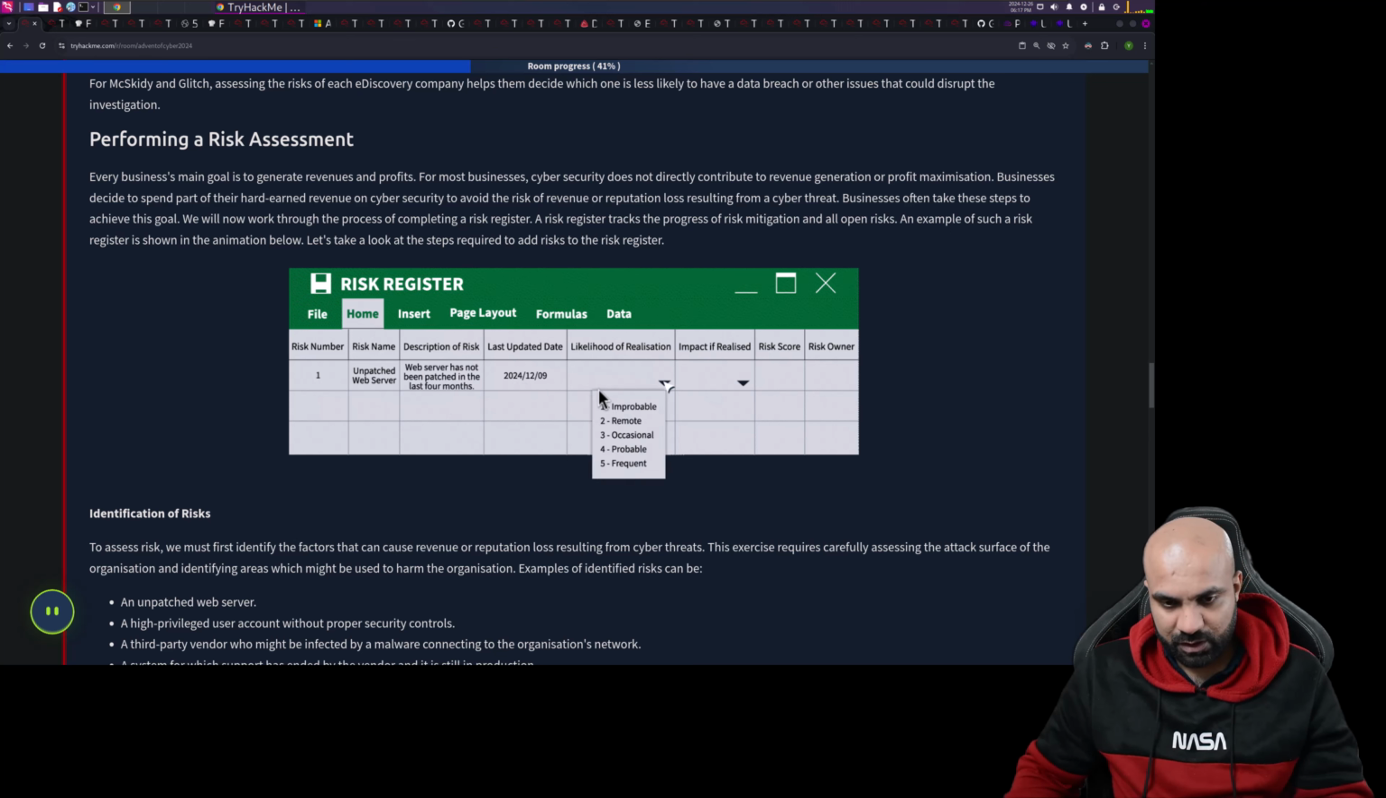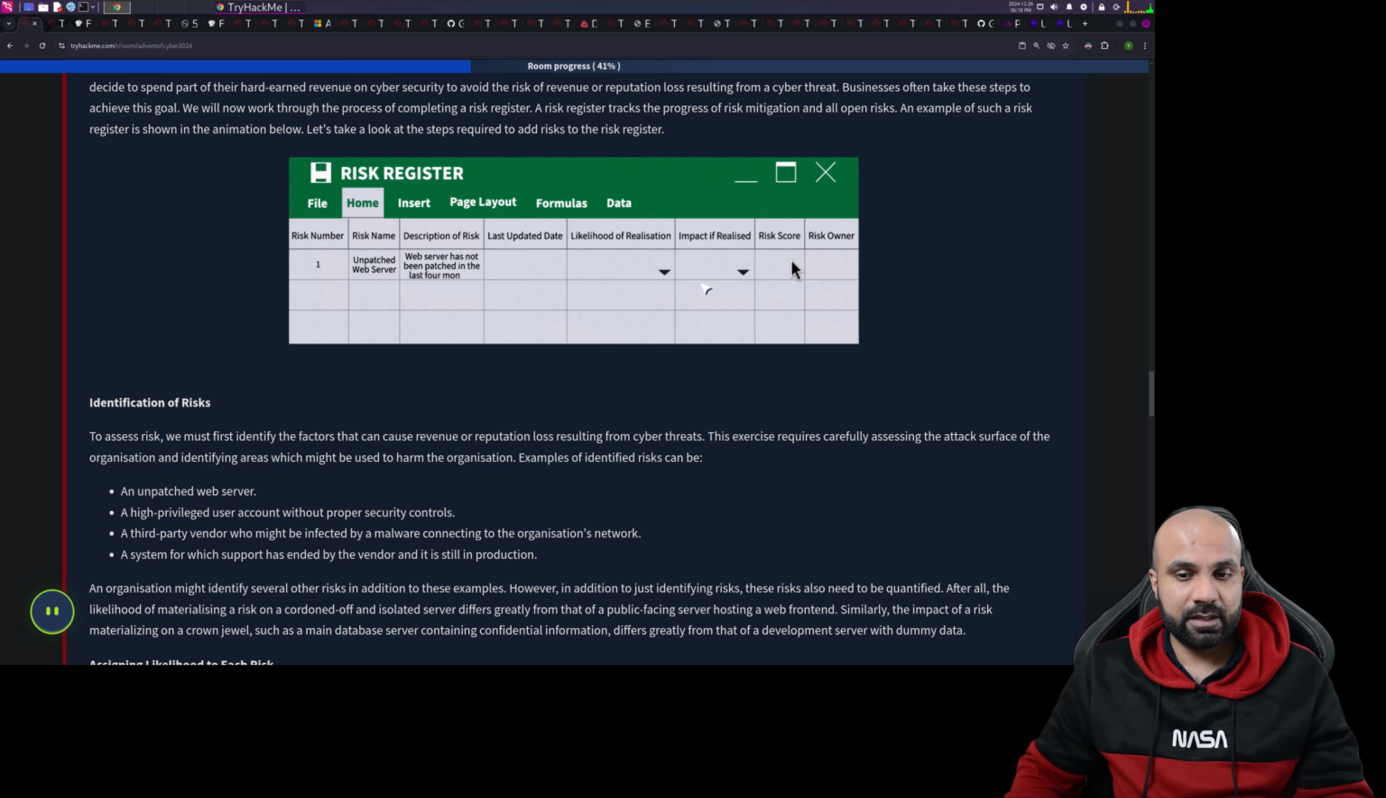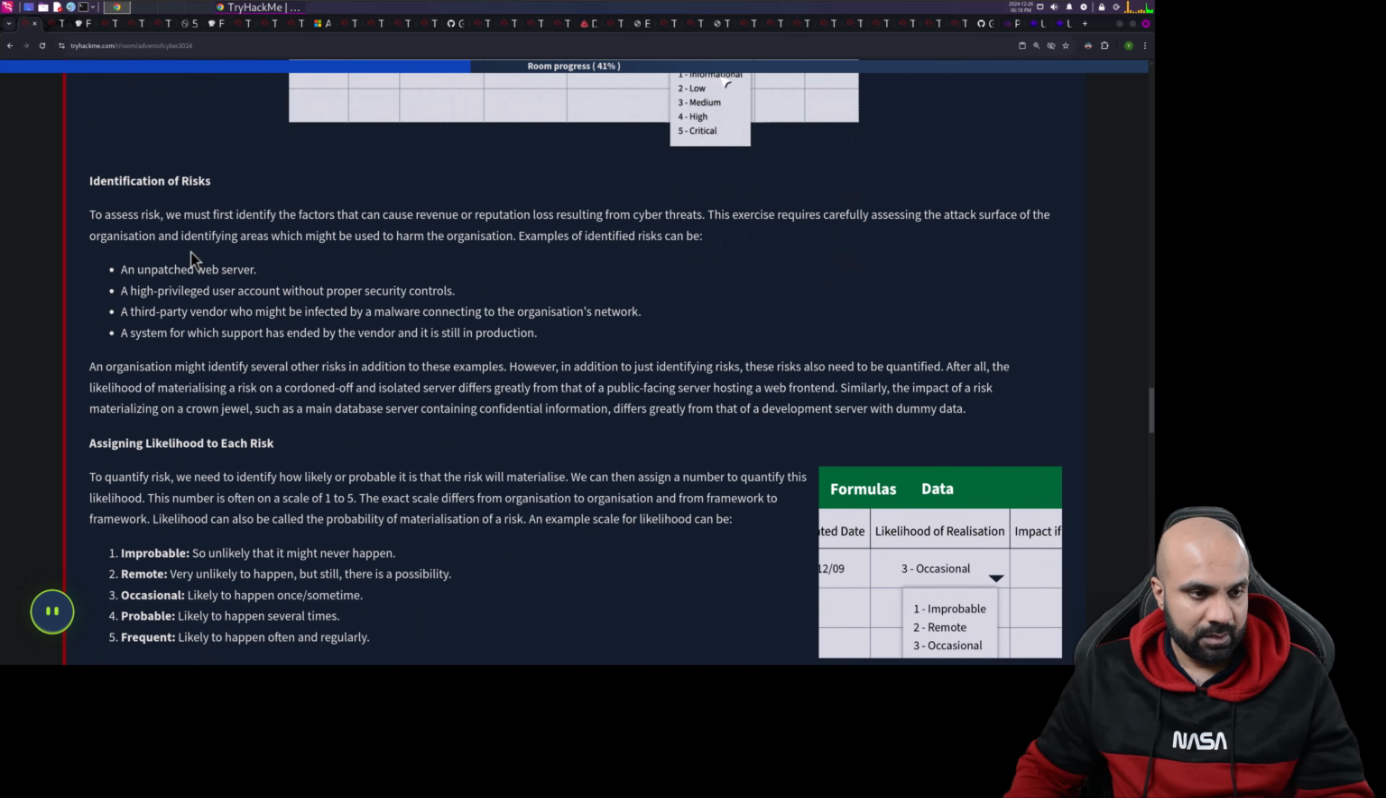Last date was this one. Likelihood is occasional, impact realization is high, and the risk score is 12. So the risk owner is Max Credit. The risk owner means the person who will work on this particular risk to take further actions. Okay.